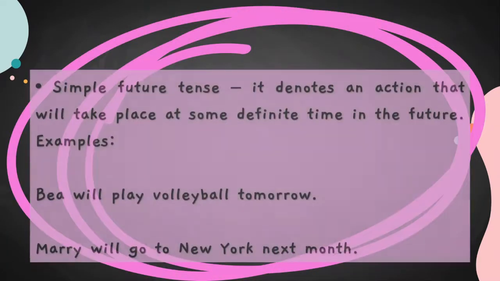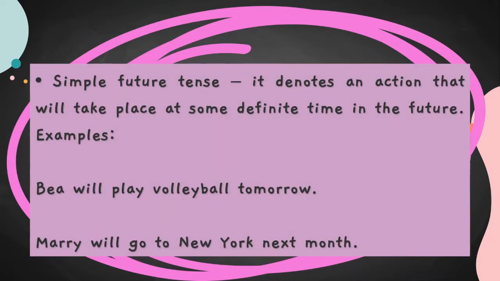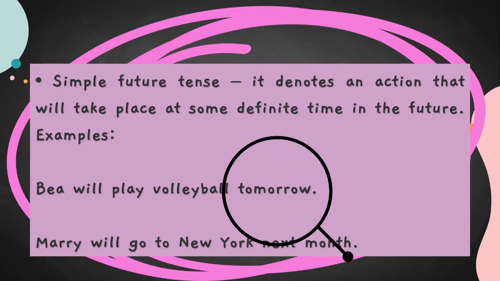Let's proceed with simple future tense. It denotes an action that will take place at some definite time in the future. Example: Bea will play volleyball tomorrow. We have the time indicator tomorrow. When we say tomorrow, the action has not already been done. It means it will just happen. It's about to happen in the future.